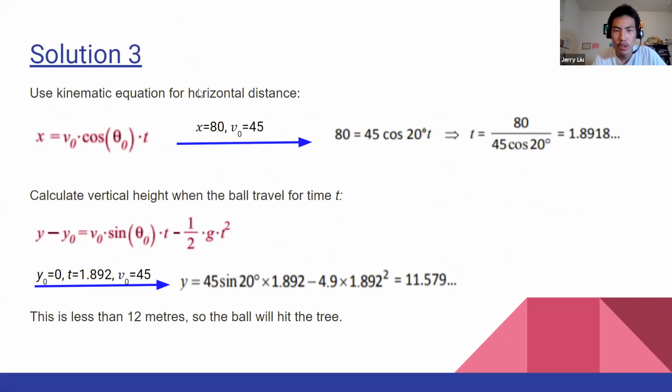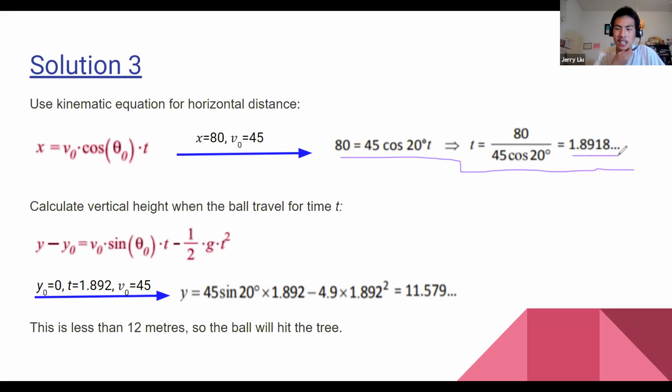We would first find what t is. This is about 1.89 seconds. And then we have to use this Y kinematic equation. This is the same thing as delta Y. This is another way to write it. This is equal to V0 times sine of theta 0 times t. That's the initial velocity in terms of the Y component. And then minus 1/2 times g times t squared. This is always going to be the same in terms of general projectiles.